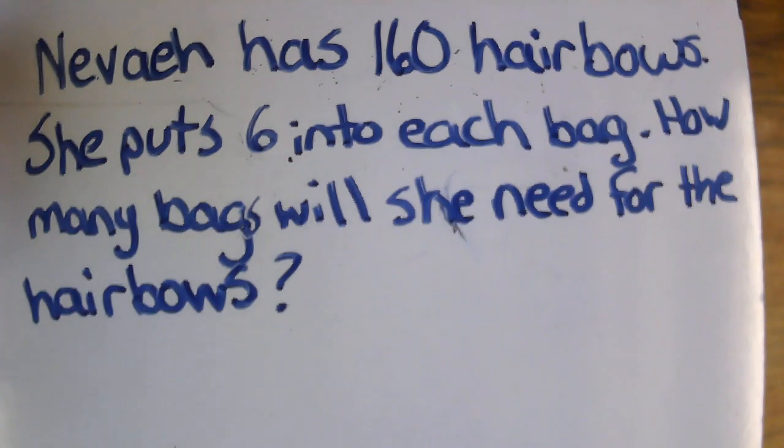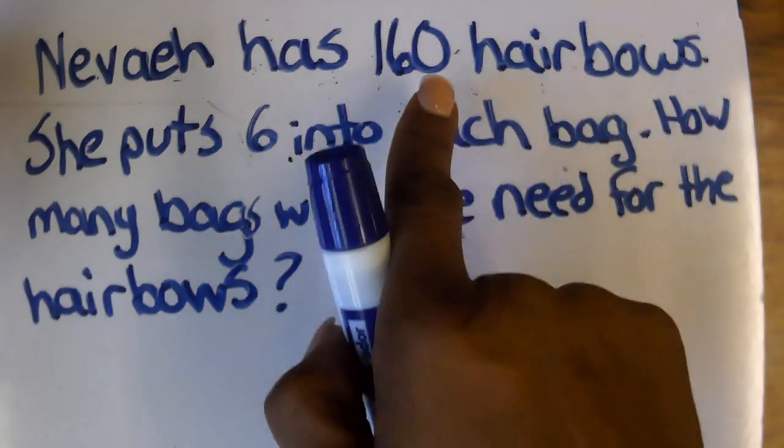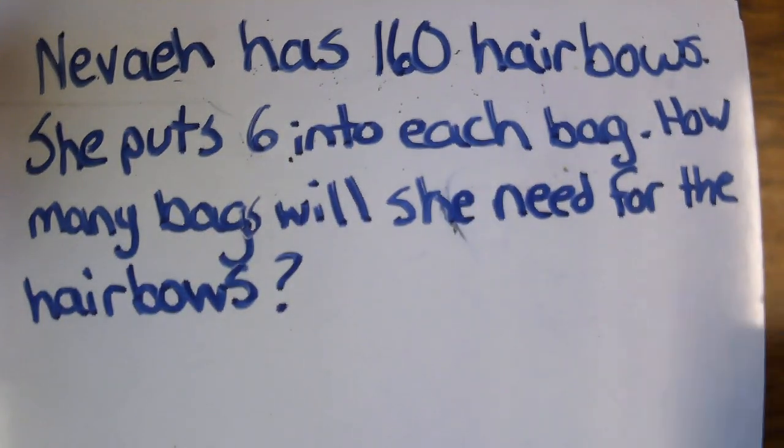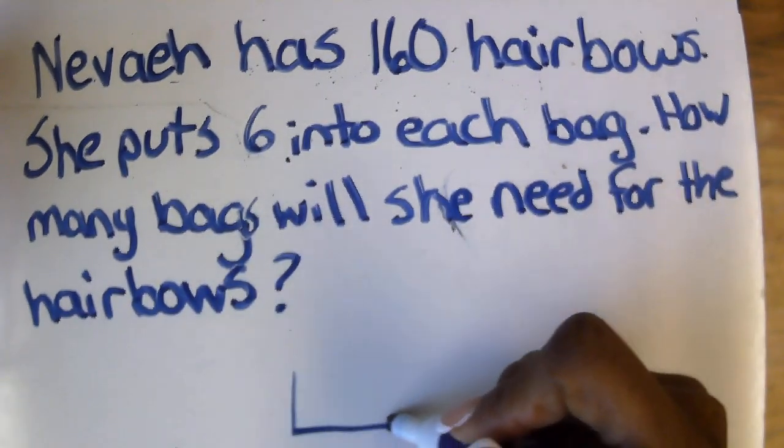Okay, so let's think about it first. They gave us the total. We know the total amount of hair bows, so that's an automatic indication that we're doing what? We're dividing because it gave us the total. There is 160 hair bows. So I know I'm going to be dividing.